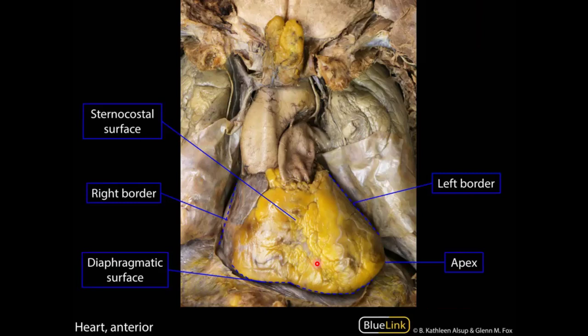So these are now the surfaces and the borders of the heart. So this is the anterior view of the heart, and you can see we have a right border over there extending from the T3 to T6, which is mainly formed by the right atrium.